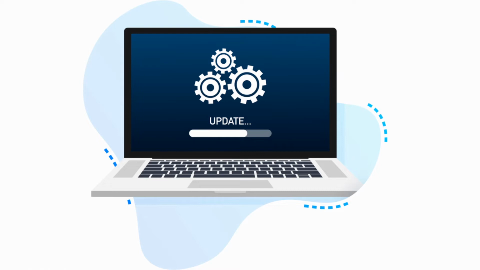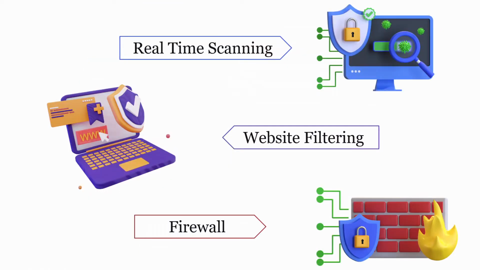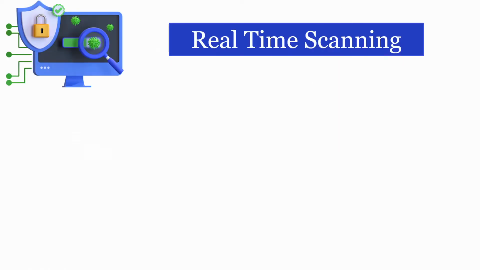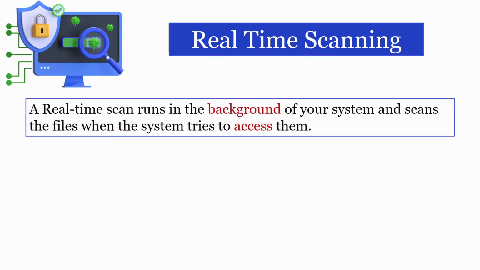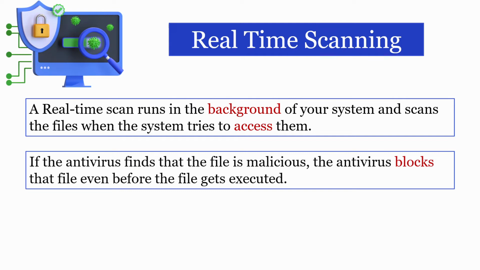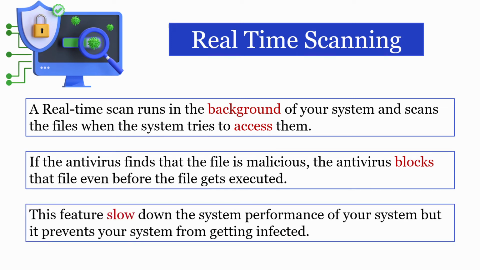Although every antivirus comes with its exclusive feature, but the most important among them are real-time scanning, website filtering, and firewall. Real-time scan is the most important feature of any antivirus. A real-time scan runs in the background of your system and scans the file when the system tries to access them. Now, if the antivirus finds that the file is malicious, the antivirus blocks that file even before the file gets executed. Although this feature slows down the performance of your system, but it prevents your system from getting infected.